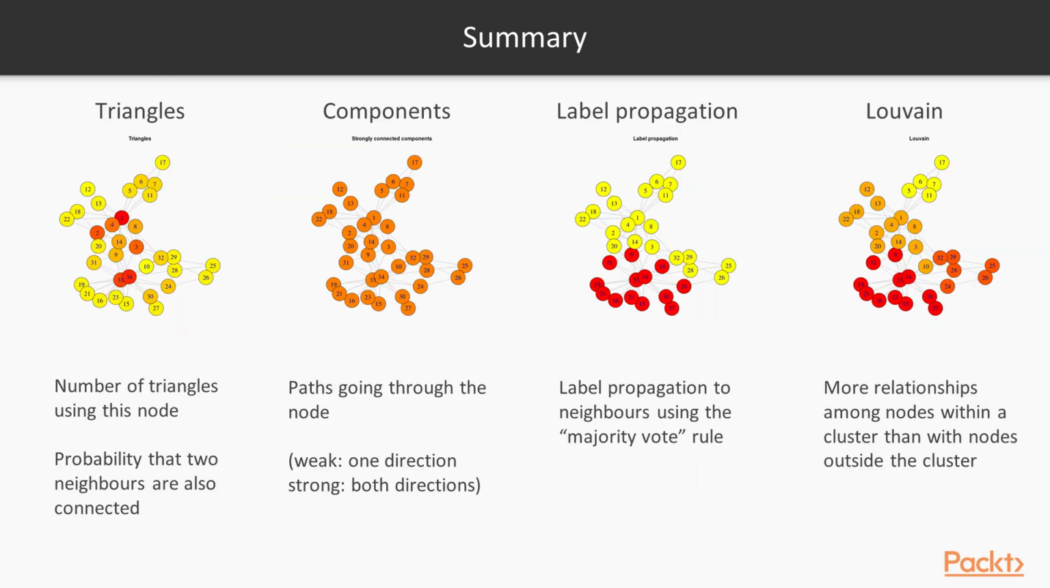To summarize, the triangle method will give you information about the connectivity of your graph. Connected components is mostly related to paths within the graph and will clearly identify disconnected graphs. Label propagation and Louvain algorithms are most suited to find communities inside a connected graph.